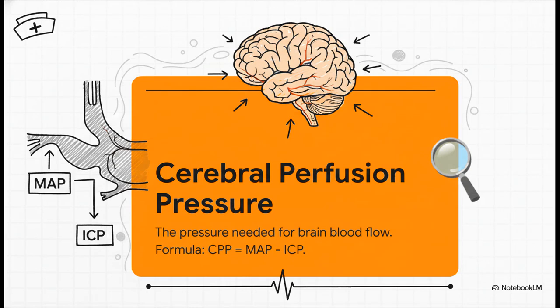Last one for this round, and it's a big one, cerebral perfusion pressure, or CPP. This is literally the pressure that's pushing blood into the brain. You absolutely have to memorize this formula. It's not optional. CPP equals MAP minus ICP. That's your mean arterial pressure minus your intracranial pressure.